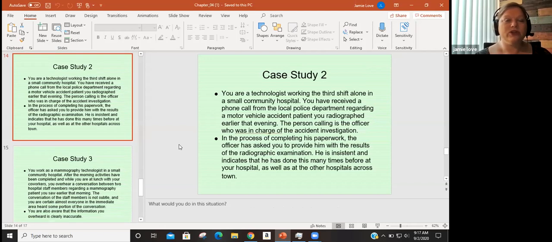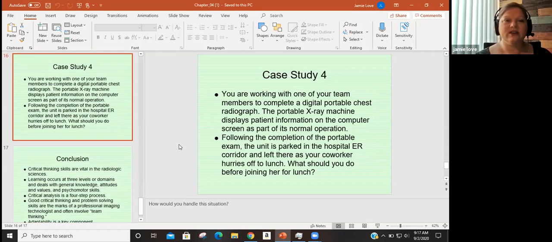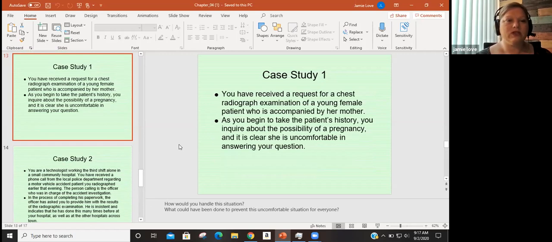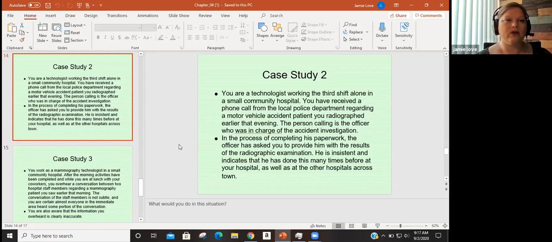If you are in room 2, you're going to do case study number 2. In a minute, I'm going to give you the breakout. Hopefully one person in your group has the PowerPoint for today open, so you can look and see what scenario you're working with: case study 2, case study 3, case study 4. Once I put you in your room, you're either going to be room 1, 2, 3, or 4. That'll go with your case number.